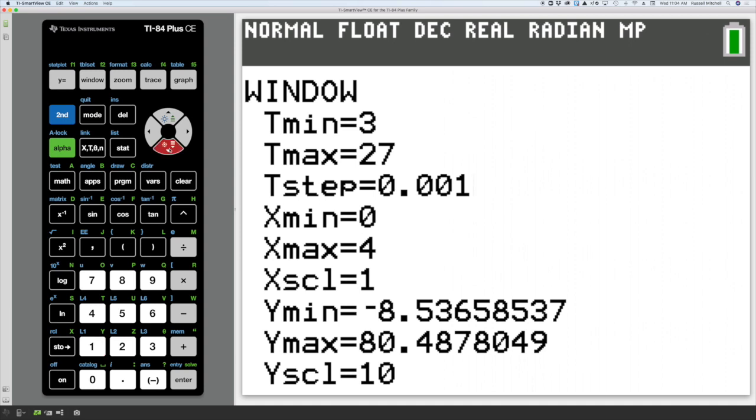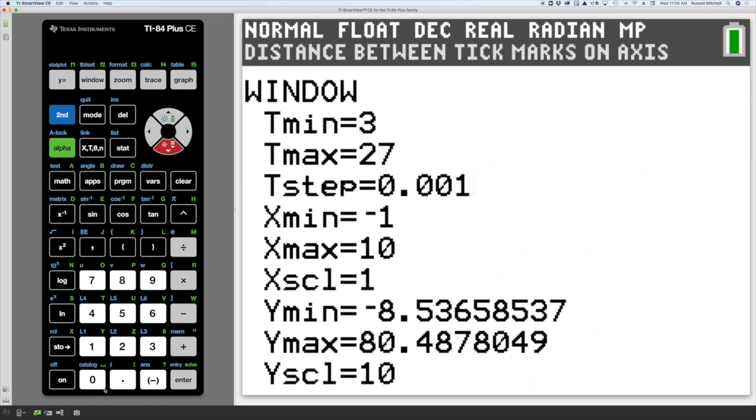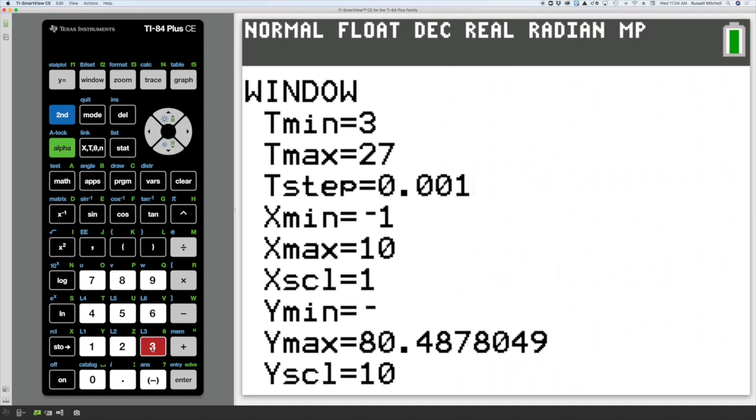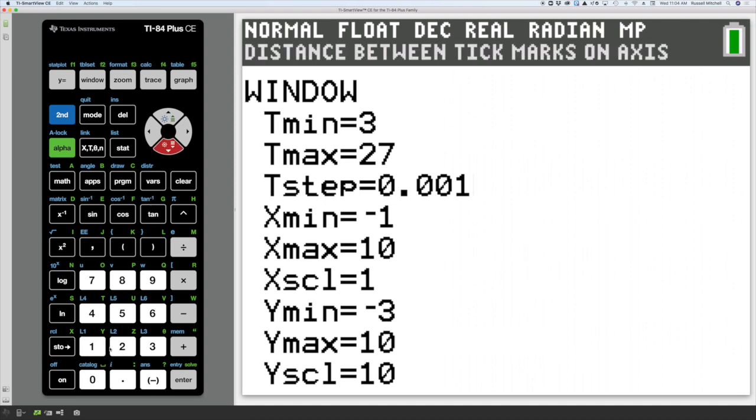So I'm going to go x min, and from the graph, our x min was -1. Then our x max was 10. And then our x scale, let's go by 1s. And then y min is -3, and our y max was 10, and let's scale that by 1s also. Now when we press graph, it's going to produce the graph that we have.